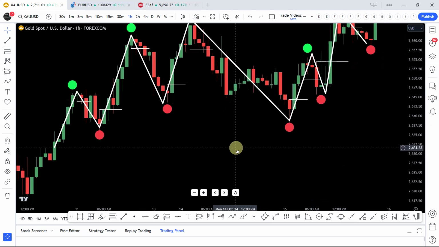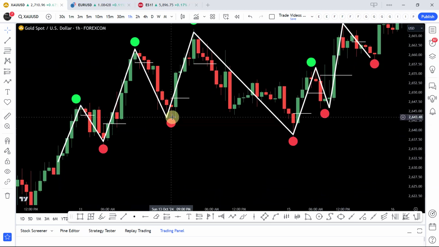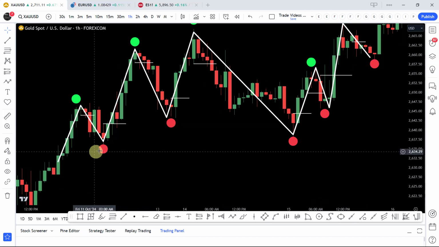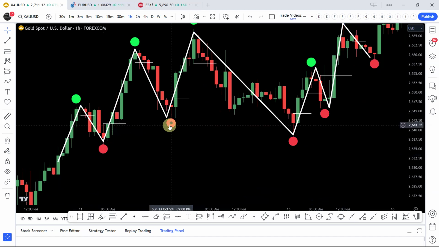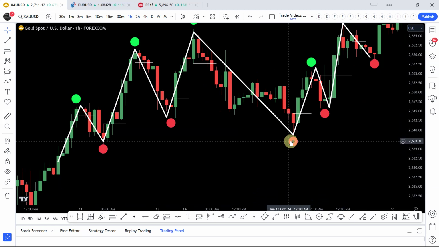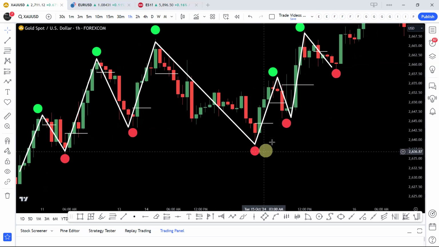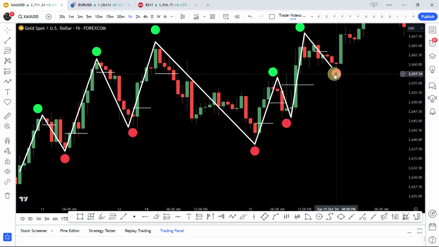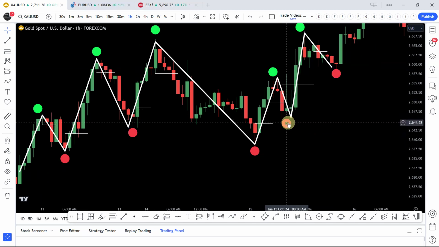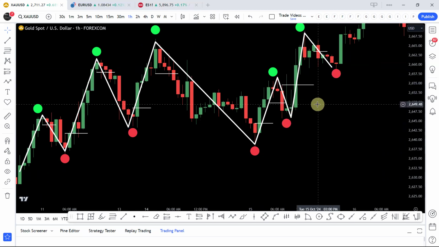Okay. Because if you see a low and the next low is higher than the previous low, then it is a higher low. If you see the next low that is lower than the previous low, then it is a lower low. Okay. And in the uptrend, price always creates higher highs and higher lows. In the downtrend, price always creates lower highs and lower lows. So as this next low is higher than the previous low, this is a higher low. This next low is higher than the previous low, so it is a higher low.